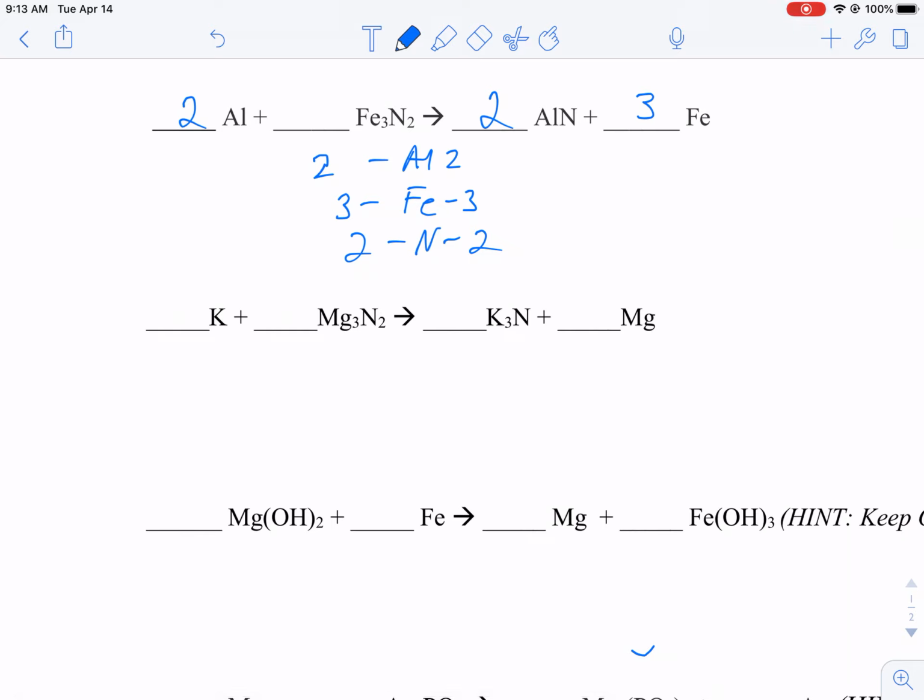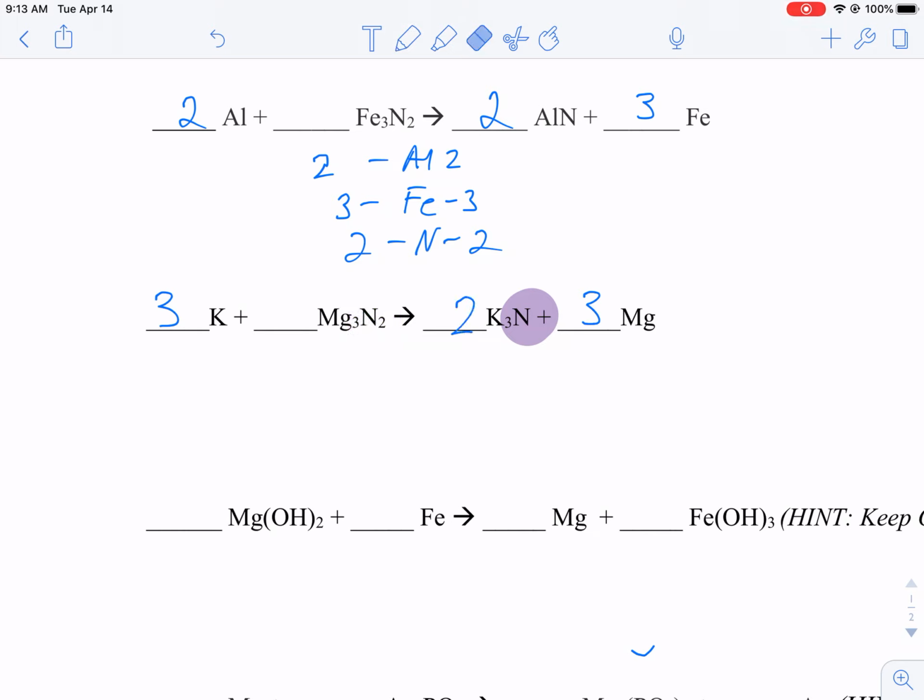And I have potassium and magnesium nitride yielding potassium nitride and magnesium. Start with my potassium. There I have 1, there I have 3, so I'm going to put a 3 there. Going to go to my magnesium next, and here I have 3, here I have 1, so I'm going to put a 3 there. And the last thing I want to look at is my nitrogen. Here I have 2 nitrogens, and there I have 1 nitrogen, so I have to put a 2 here.